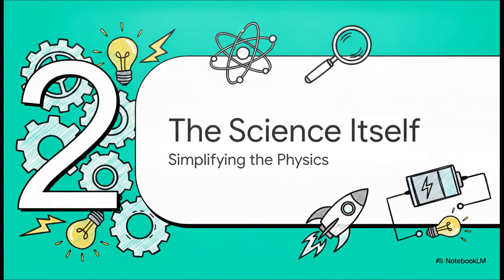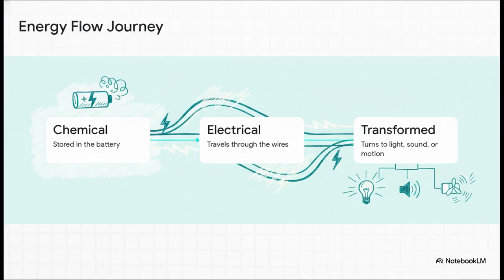Moving on to Section 2, Core Science Content. To save you some serious time, let's break down the core science practically, even if you don't have a strong physics background yourself. When teaching energy transformation, honestly, the easiest way is to frame it as a journey. Have your students physically trace the path. It starts as chemical energy stored inside a battery. When connected, it travels through the wires as electrical energy, and finally it arrives at the load, like a bulb or a buzzer, where it transforms into light, sound, or motion. Following that flow makes the invisible visible.